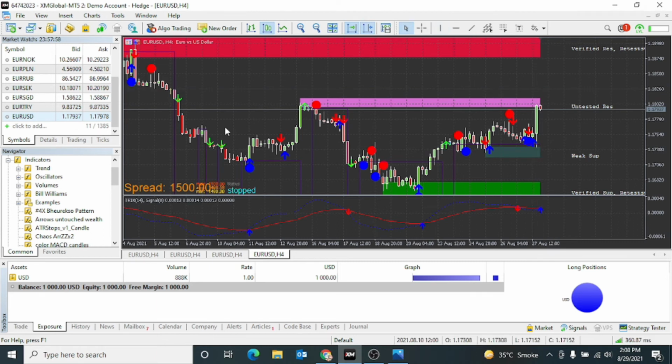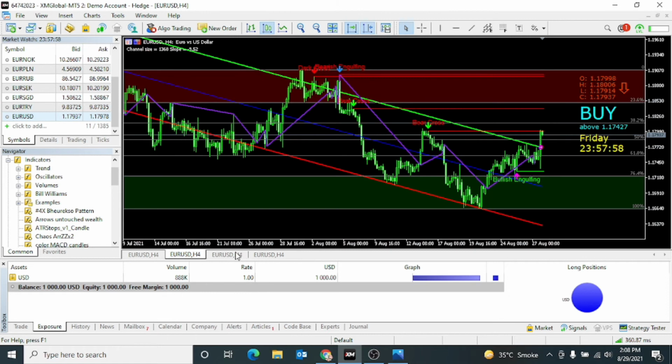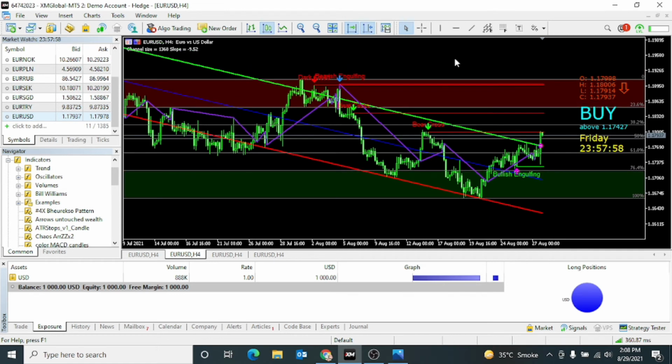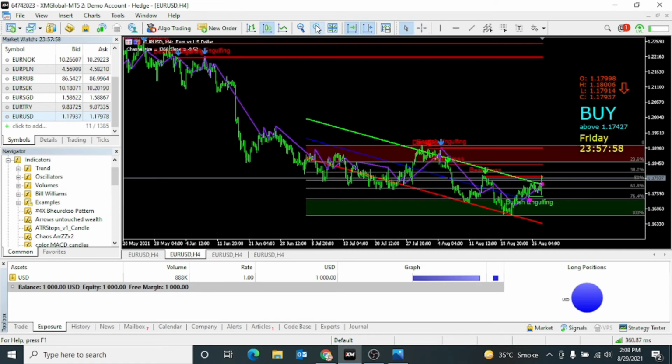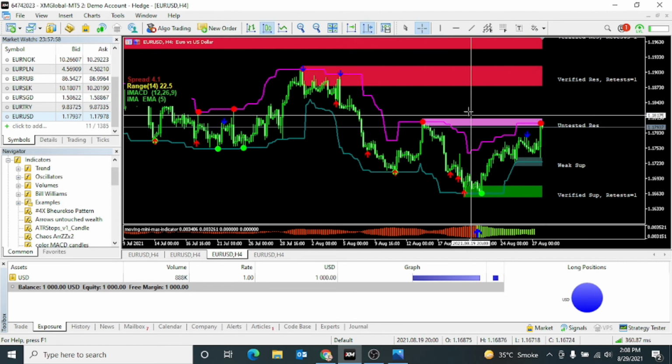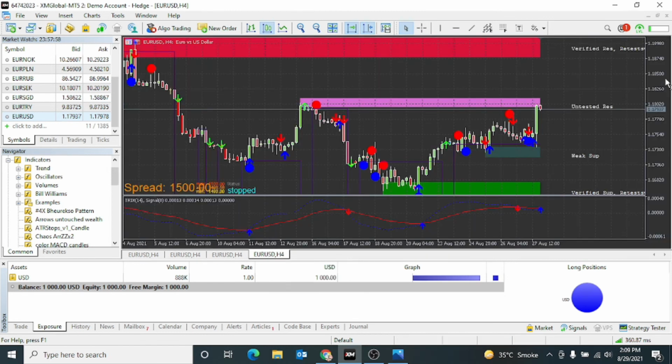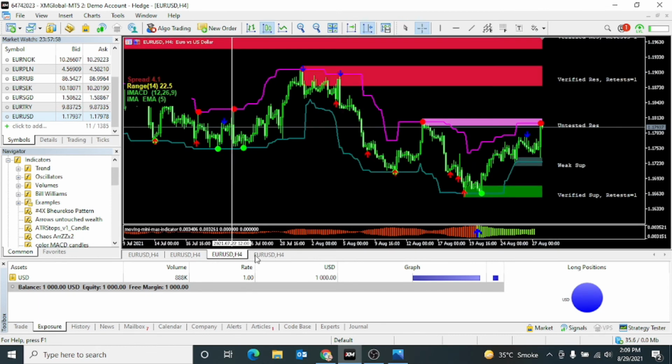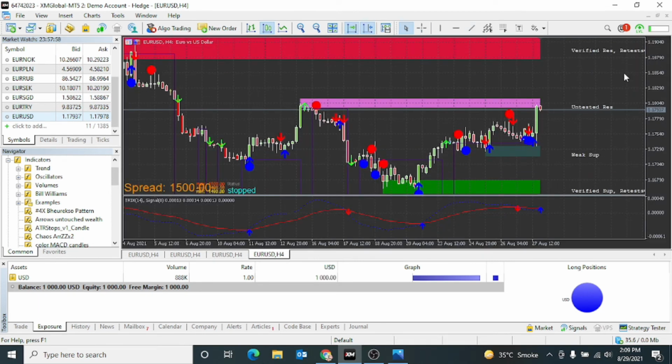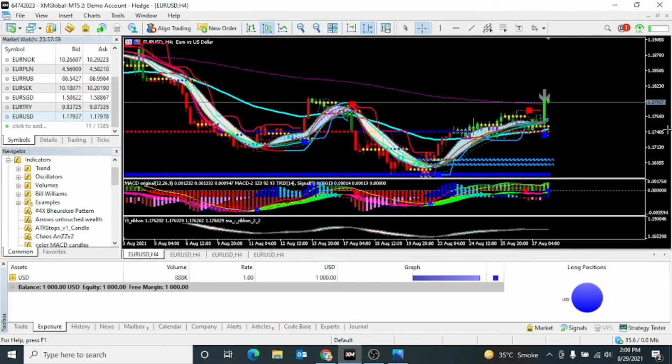So with this strategy for Euro USD, with these indicators, you can find the exact entry and exit points. With this indicator you can see the trend line. If I zoom in, you can see the strong bearish trend has been going for 2 or 3 months. The market is still going down. With this indicator you can check the support and resistance levels, and also confirm the verified support and resistance levels for the best entry point. So it's very good for trading.